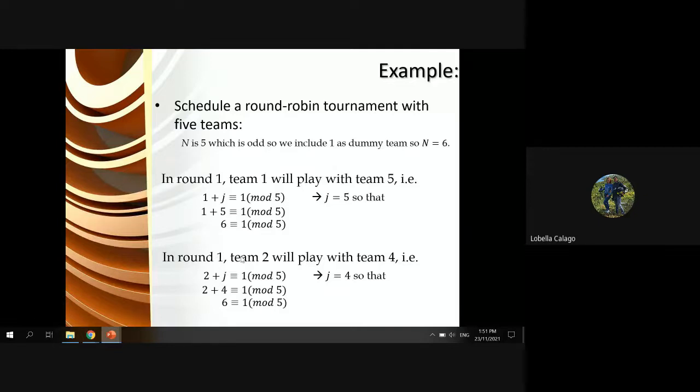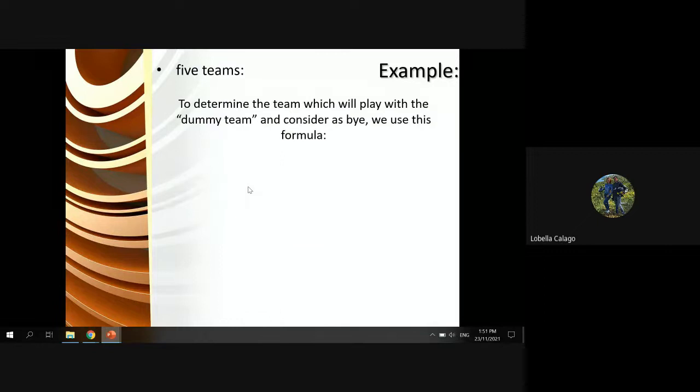So, if ever you're talking about round 2, ito lang yung change nyo. Dito yan sa 1. So, pag round 2, 2, mode 5. Pag round 3, 3, mode 5. Ganun yun. Okay? So, we have another example.